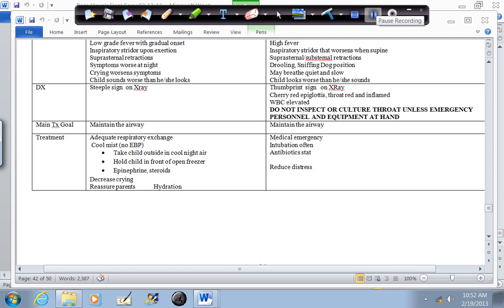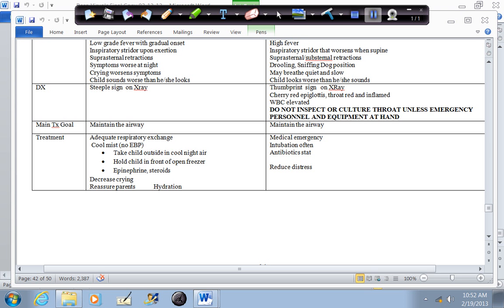The main treatment goal for both of these is to maintain the airway. And the treatment itself, we want to make sure there's adequate respiratory exchange for the child with croup. Mild croup, that means there's no inspiratory stridor, is managed at home. And what we often tell the parents is take the child out into the cool night air, because cool mist seems to help.